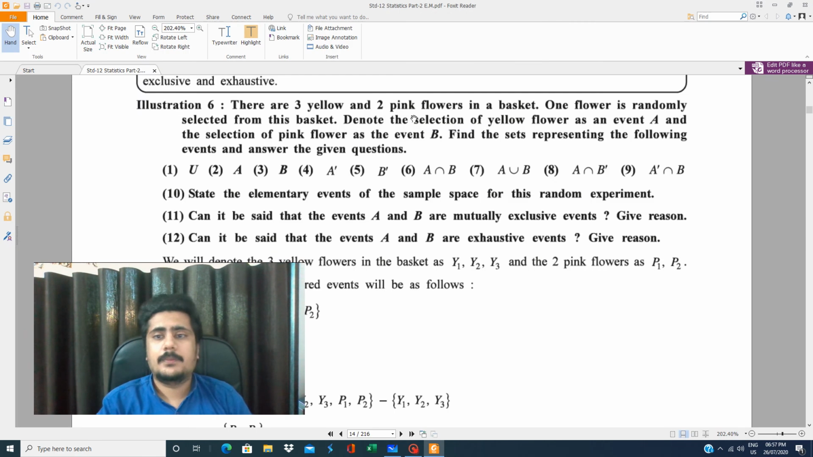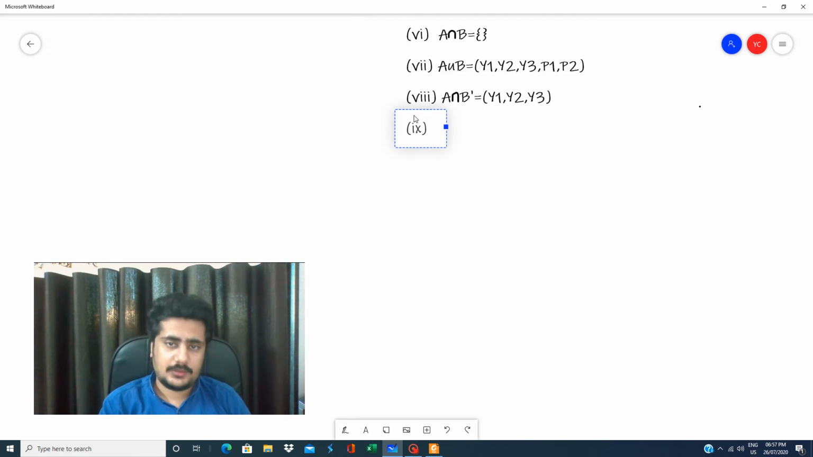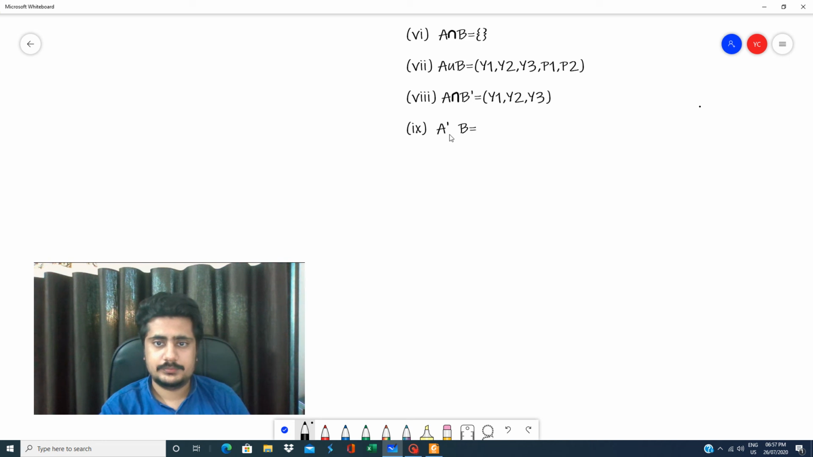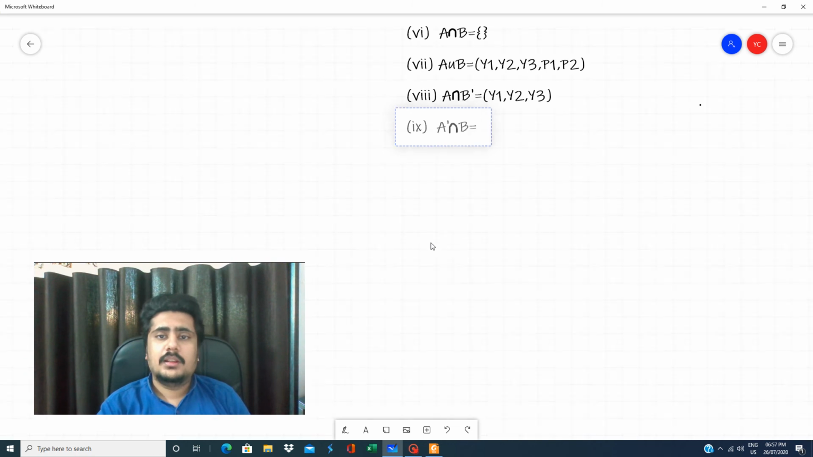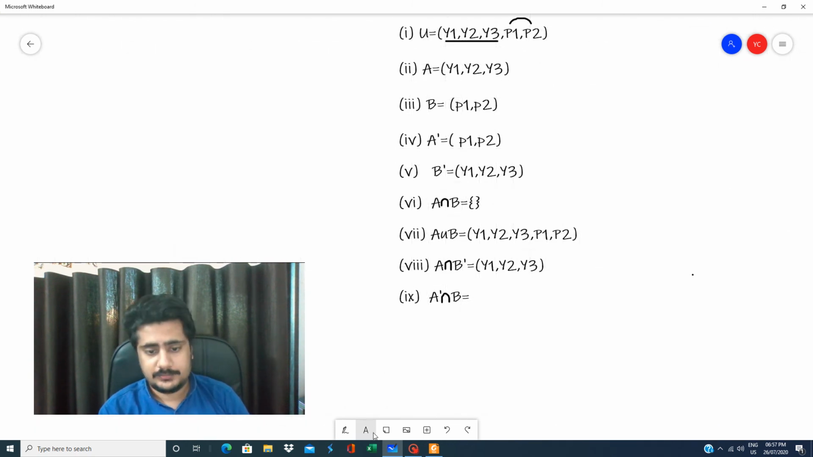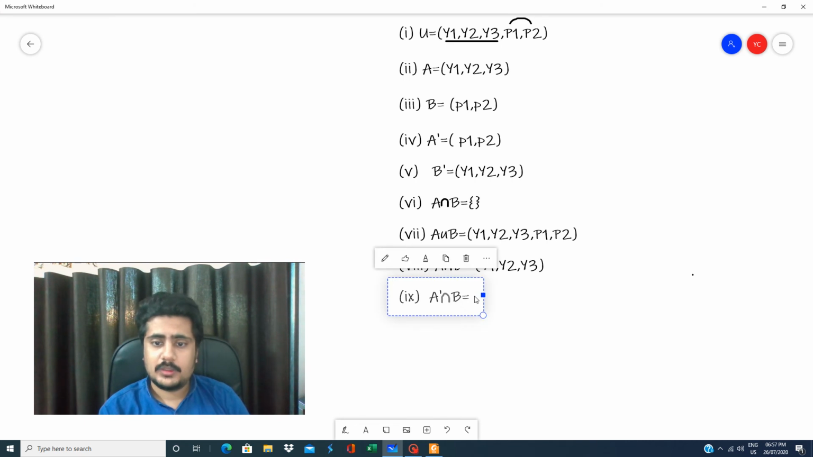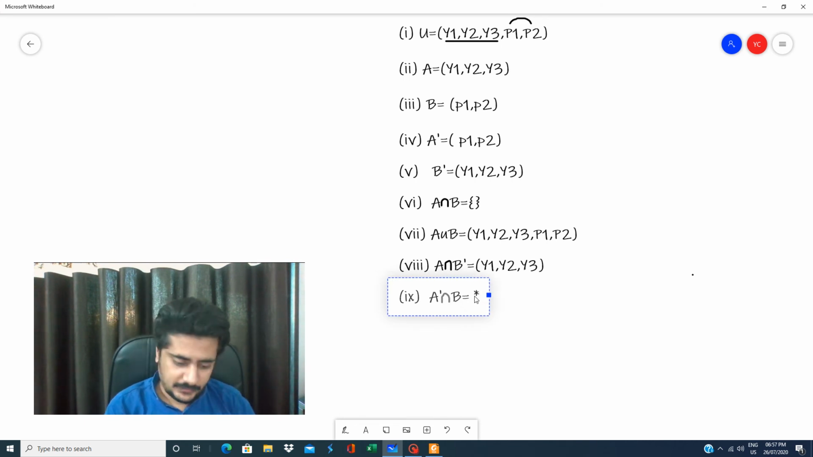Then ninth one. So ninth one is A dash intersection B. Now we have both A dash and B. See, this is A dash, P1 P2, and B is P1 P2. So A dash intersection B is P1 P2.